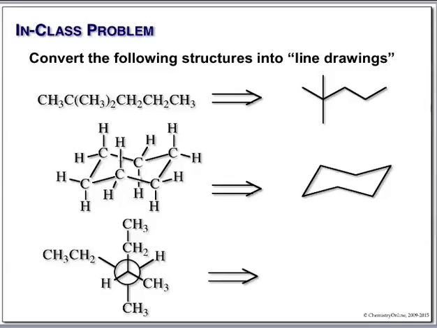All right, our next guy is a Newman. We're going to do this the same way, however. Let's look at our Newman, and let's find our longest chain. We would have 1, 2, 3, that's our front carbon, 1, 2, 3, our back carbon is 4, and then we have 5 and 6. That's our longest chain. 1, 2, 3, back carbon, 4, 5, 6. So we draw a 6-carbon zigzag.